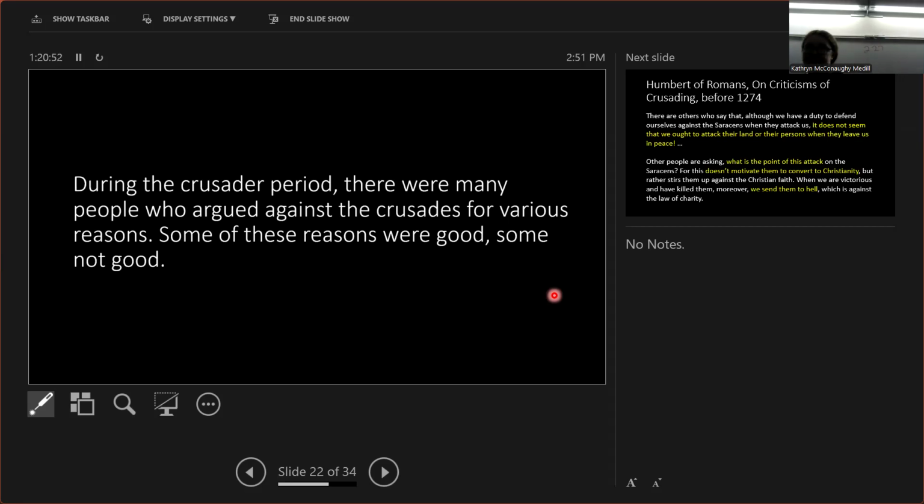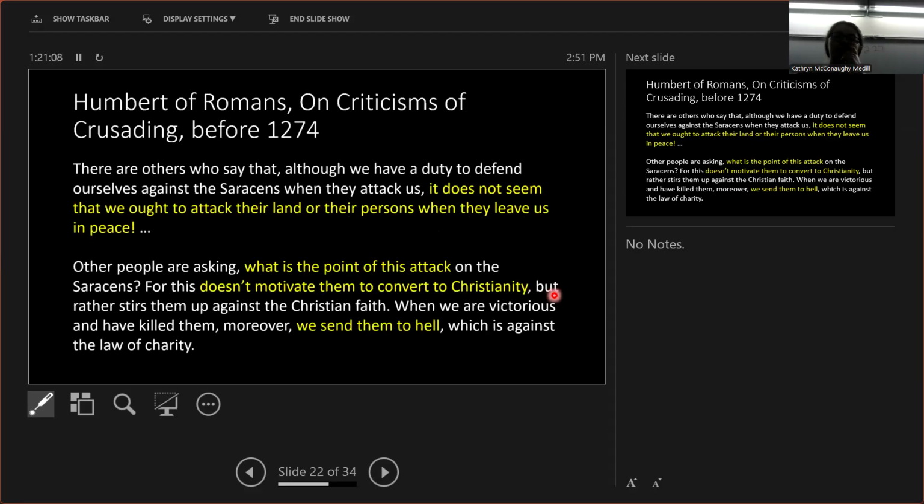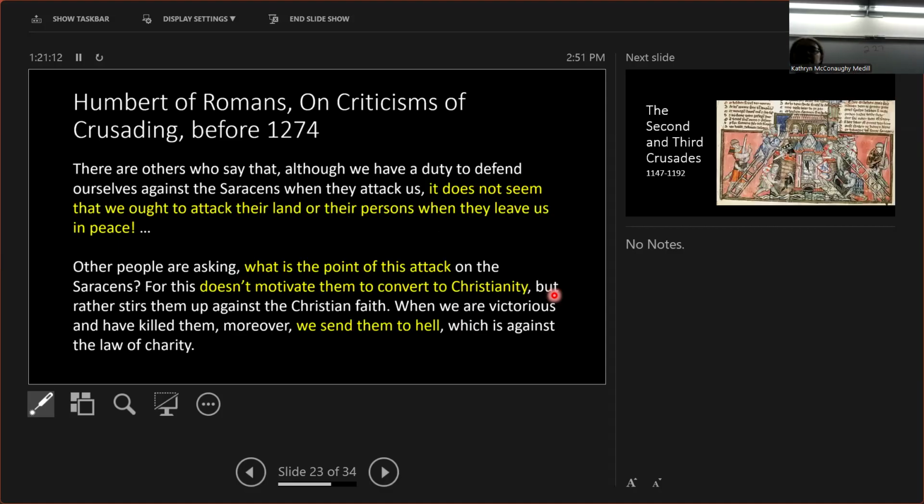Now, I will say, during the Crusader period, there were many people who argued against the Crusades. So it's not like everybody in Europe was on board with this. Some of them argued against the Crusades for better reasons, some for worse reasons. Here's just an example of criticisms of crusading by Humbert of Romans. There are those who say that although we have a duty to defend ourselves against the Muslims when they attack us, it does not seem we ought to attack their land or their people when they leave us in peace.